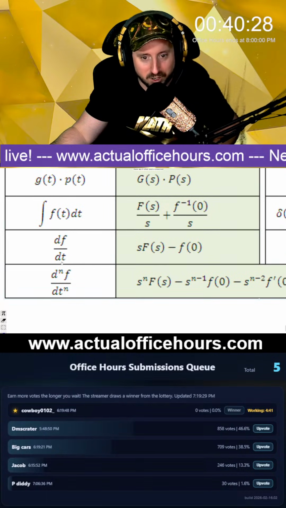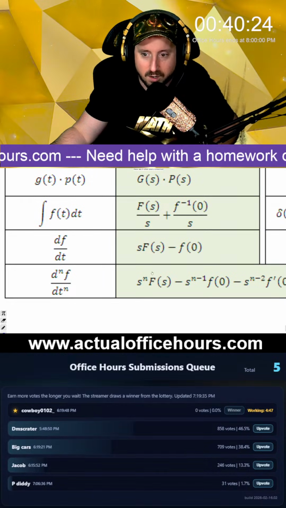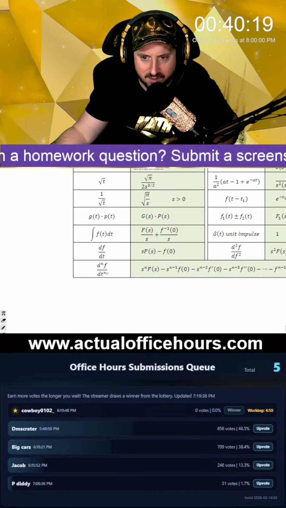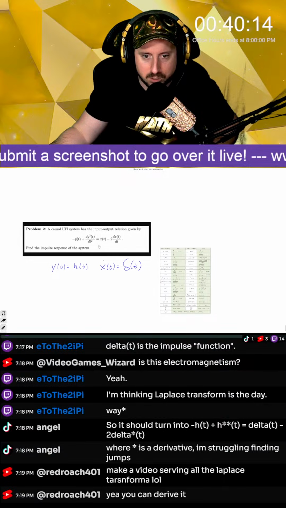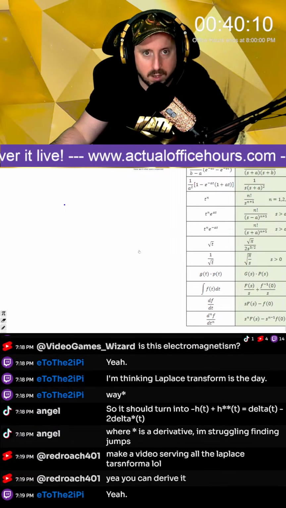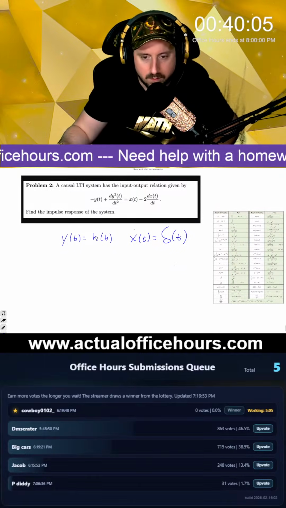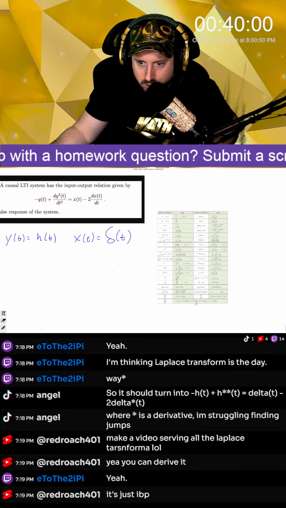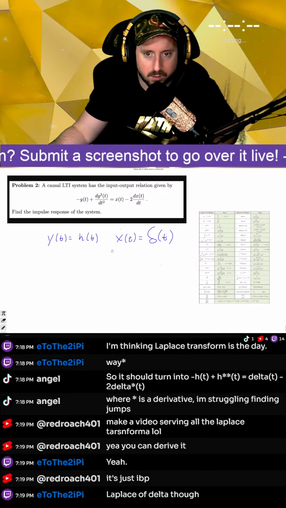Make a video serving all Laplace transforms. Okay, this is it. So when you take the first derivative, that's s to the n f of s, where f of s, I think, is the Laplace transform of whatever your function is. Oh, okay, but we don't know what f is. Okay, I think I got this. But then what's the Laplace transform of just the function? Oh, it's just f of s then, no?